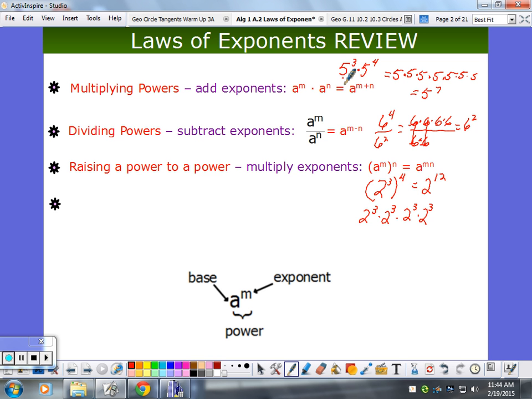And now I'm back to my add rule, right? 3 factors of 2, 3 more factors of 2, 3 more factors of 2, 3 more. How many factors of 2 do I have? 12 of them. That's why I'm multiplying.